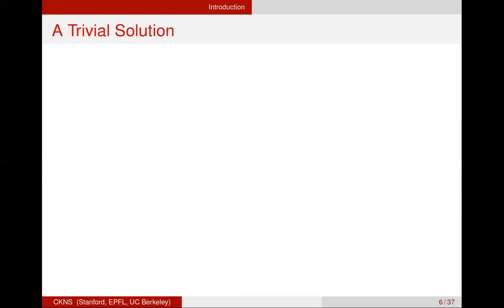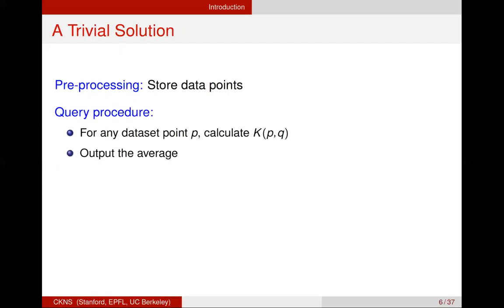Let's start with a trivial solution for this problem. Suppose that in the pre-processing phase, we just store the data points. In the query procedure, we go over all these data points, calculate the kernel value between these points and our query, and then output the average. This has space of order n and query time of order n, which is linear in the size of the dataset. But this is not satisfactory.